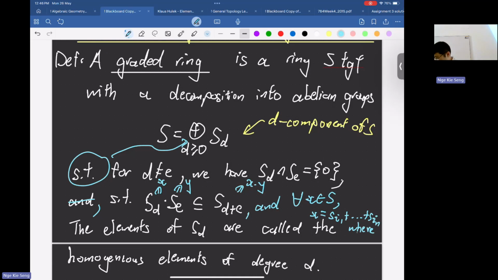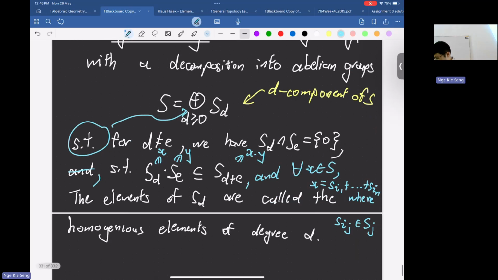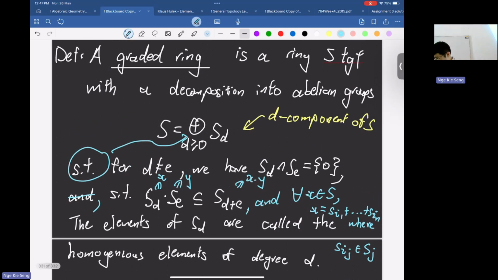where x_(ij) comes from S_(ij), and this n should be finite also. Basically it means there is a finite sum. An element in S can be written as a finite sum of homogeneous elements of some degrees. And then the intersection being 0 here will imply that this sum is unique.